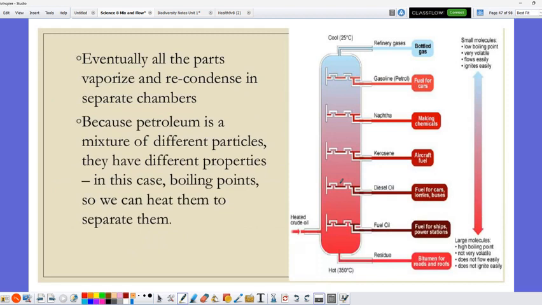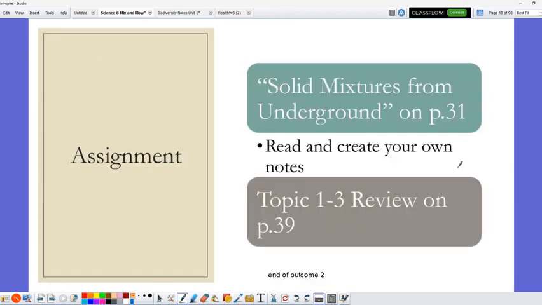Because petroleum is a mixture of different particles, they have different properties. In this case, boiling point, we can use that to separate them. So you can see, you just heat it up, and then it'll boil at different points, and then you can collect the different portions of crude oil. And then we're going to do this assignment and the topic 1 to 3 review on page 39, and that is the end of outcome 2.